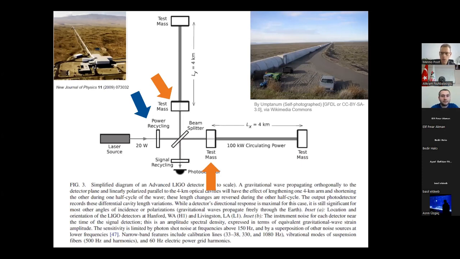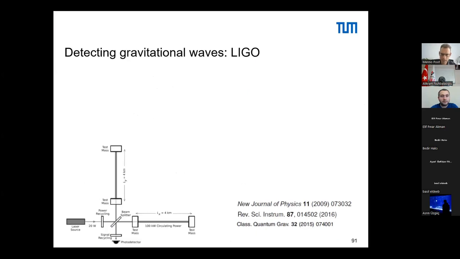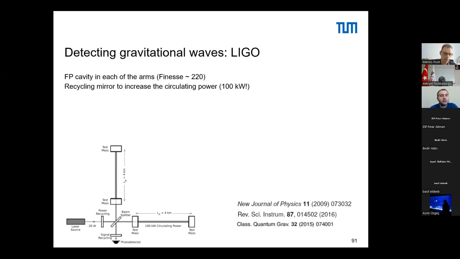So if we now take a closer look at this, then we can see again the same picture. We see that there is now a Fabry Perot cavity in each of the arms, and the finesse is about 220. So the finesse tells us how many times the light bounces back and forth in this Fabry Perot cavity. And we also had this recycling mirror, and both of these things, the high finesse and this power recycling, basically mean that now we have 100 kilowatts of laser power to measure. So you can imagine, again, this V-shaped curve. So we now go really to very, very high values on the right side.